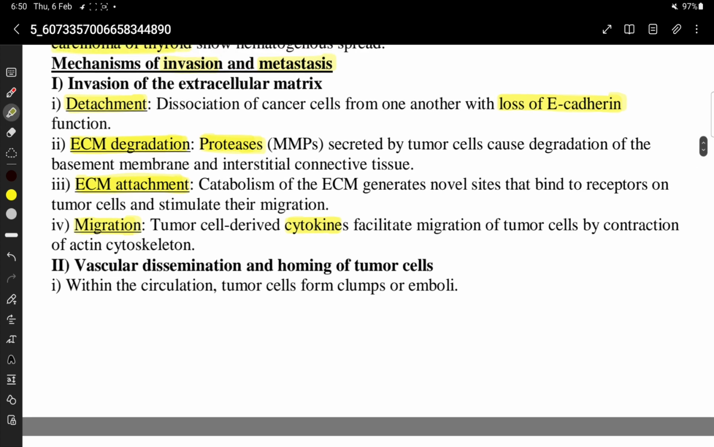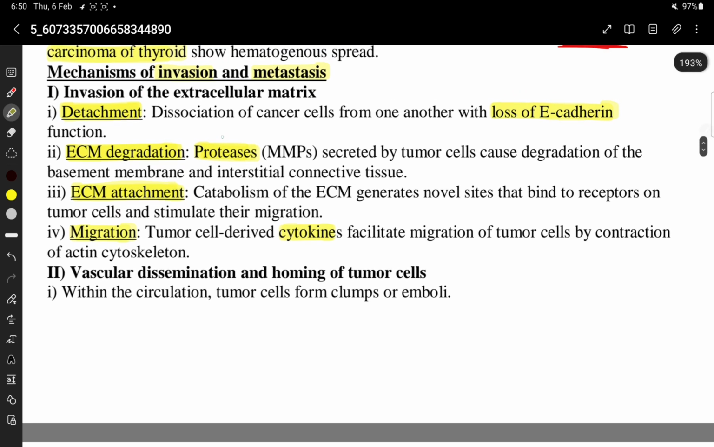Mechanism of invasion and metastasis: we have invasion of the extracellular matrix. There is detachment of the cancer cells from one another due to the loss of E-cadherin, and ECM degradation because of the proteases secreted by the tumor cells. They cause the degradation of the basement membrane and the interstitial connective tissue.